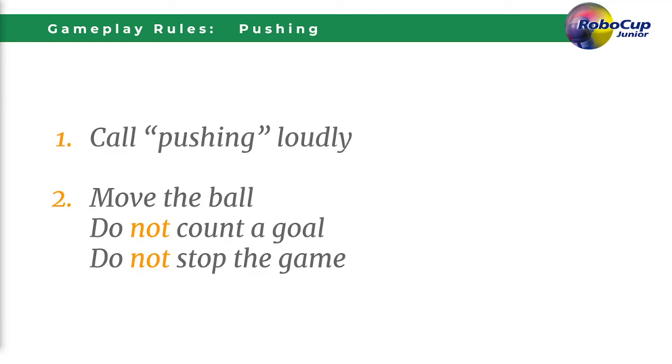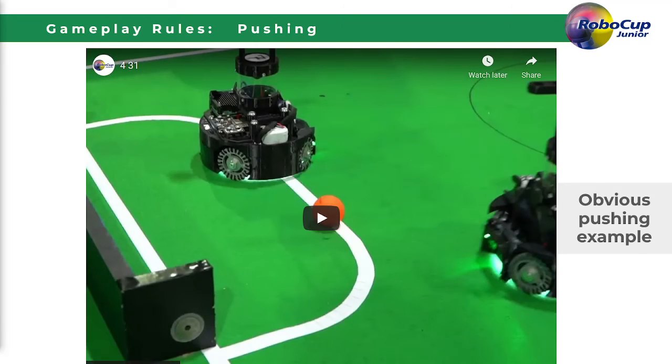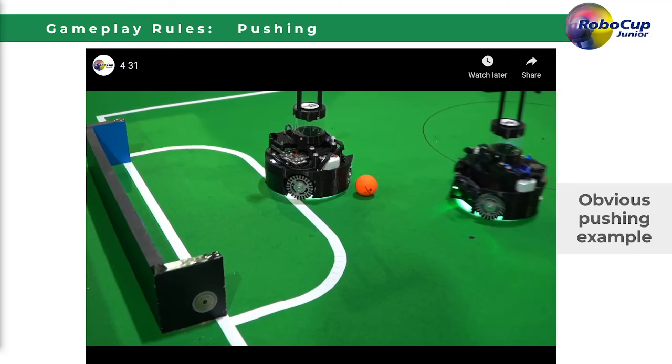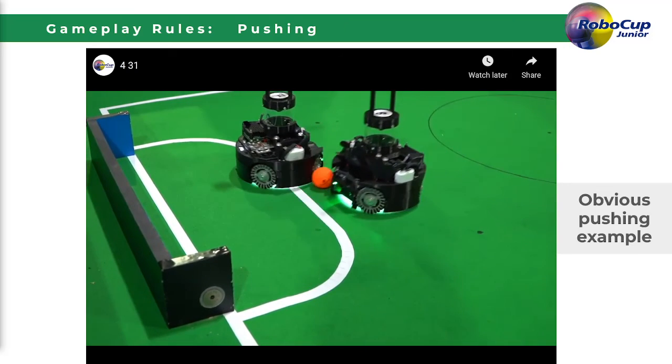If you see pushing happening, you as a referee will call out loudly, "Pushing." Then you will immediately place the ball onto the furthest unoccupied neutral spot. If the ball was already inside the goal, the goal is now invalid. You will not count the goal. You will not prepare a kickoff. Instead, the game will just resume without even halting the robots. Here's a staged example of what the pushing rule is intended to avoid. The attacker should not push the defender out of the way to make a goal like this.